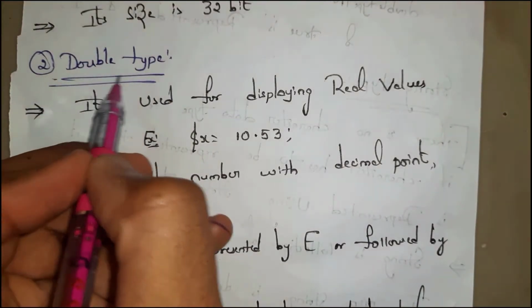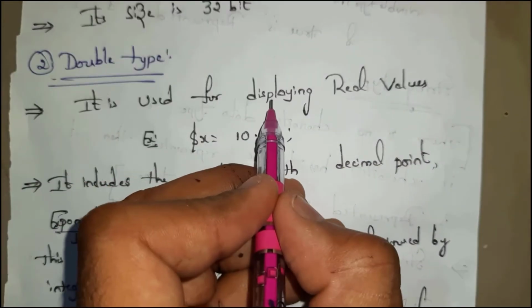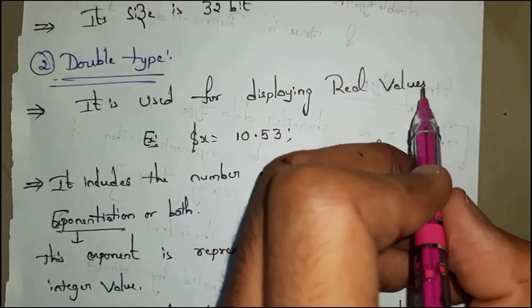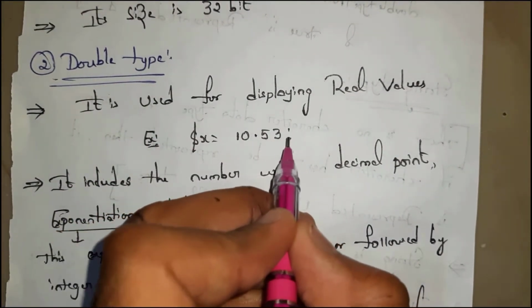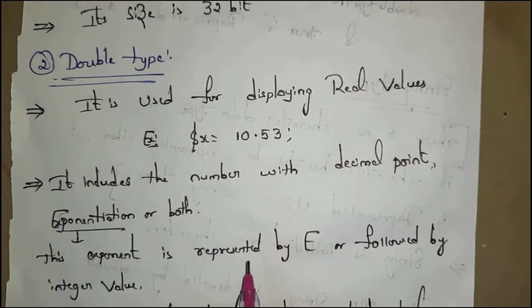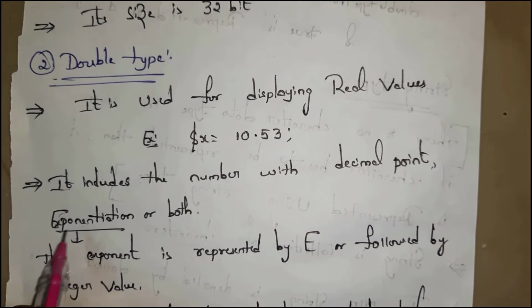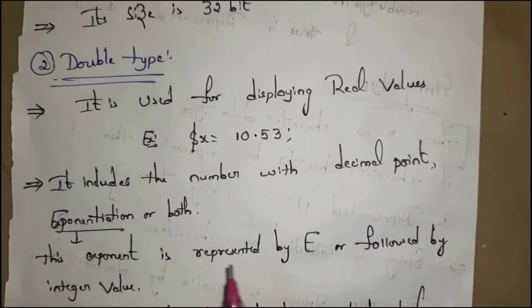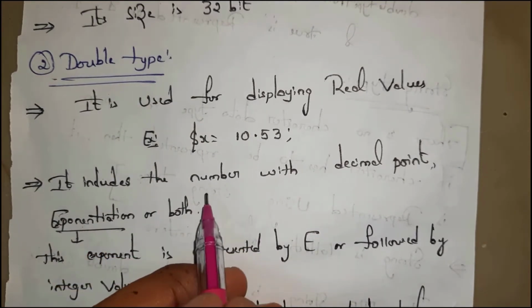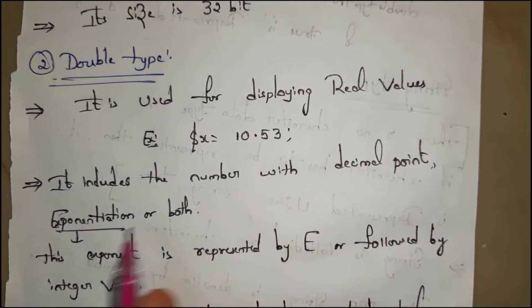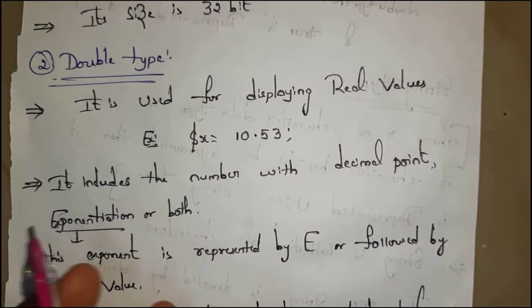Next one is double data type. Double data type is used for displaying real values. See the example, $x is equal 10.53. See, this point represents double data type. It includes the numbers with decimal point, exponent or a combination of both.